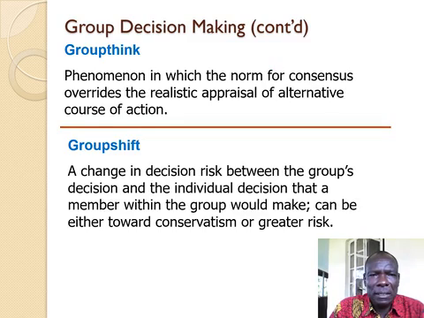There's also, within group decision making, a concept we call groupthink, which is a phenomenon in which the norm for consensus overrides the realistic appraisal of alternative courses of action.